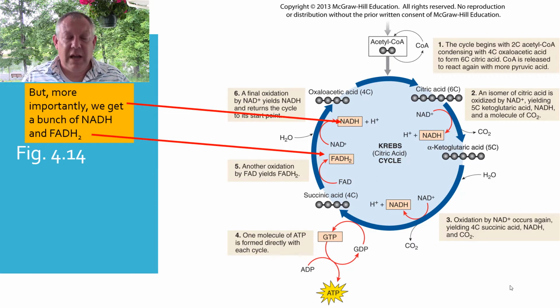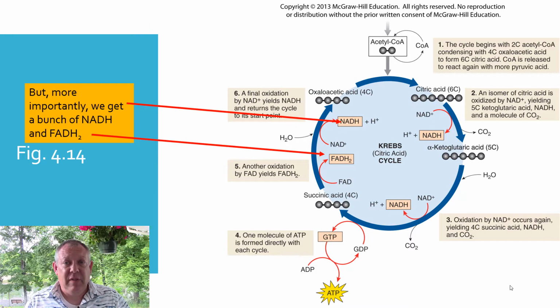You'll notice that we take an NAD and we add an electron to it and we get NADH. We take an FAD and we add a couple of electrons to it and we get an FADH2. Those molecules are going to feed into the electron transport chain. So those are very important molecules. At this point, we still haven't harvested their energy, but we will in the next step.